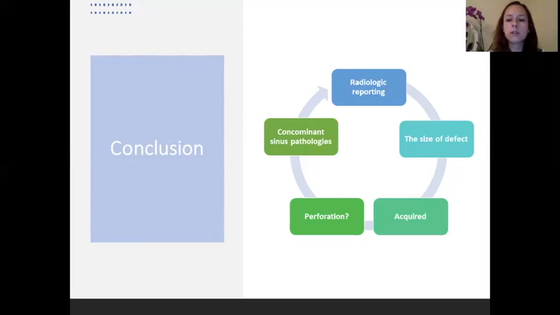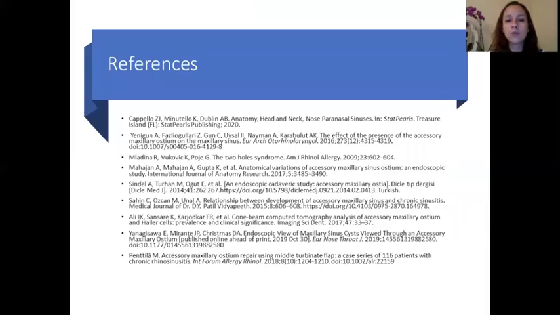According to our results, we think it's an acquired defect, maybe a perforation due to sinusitis or a compensation mechanism. There are concomitant sinus pathologies such as sinusitis, mucosal thickening, and primary maxillary ostium obstruction. It's important to report this ostium in radiological reporting because the defects can be repaired, and we may prevent failure in functional endoscopic sinus surgery. Thank you for listening.